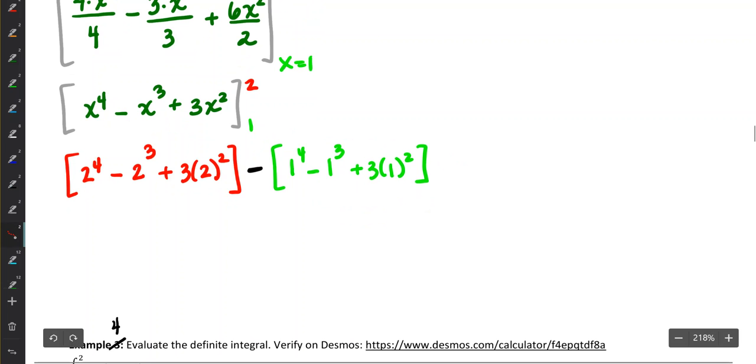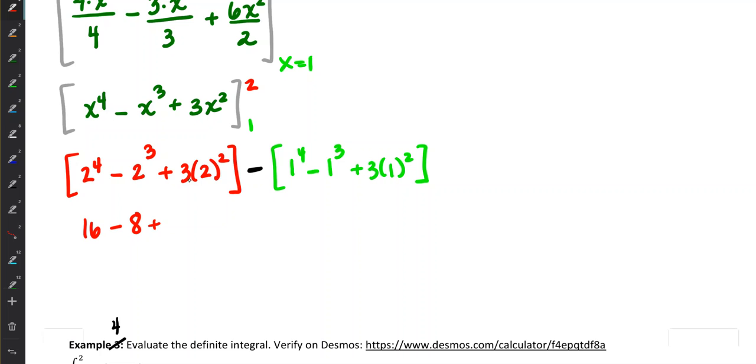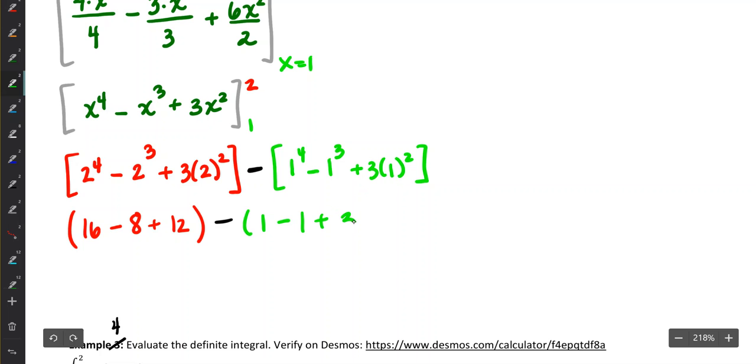2 to the 4th is 2 times 2 is 4, times 2 is 8, times 2 is 16, minus 2 cubed is 8, plus 3 times 2 squared. 2 squared is 4, times 3 is 12, so there's that guy, minus, in the green, 1 to the 4th is 1, minus 1 cubed is 1, plus 3 times 1 squared is 3.